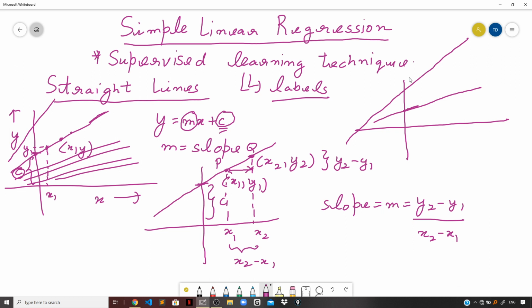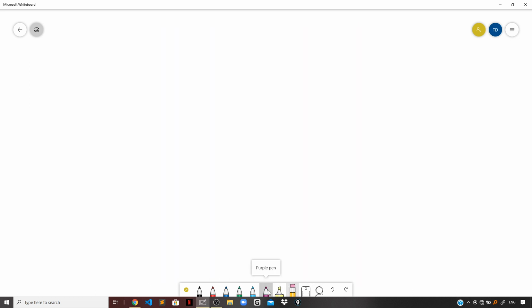Now let us talk about the concept of intercept. So let me clear up my screen. And the next concept for straight lines is intercept. Intercept is nothing but it tells us what is the value of y when x is 0.